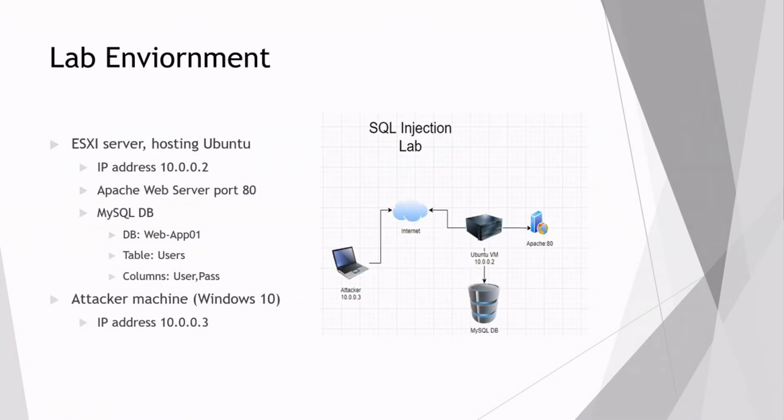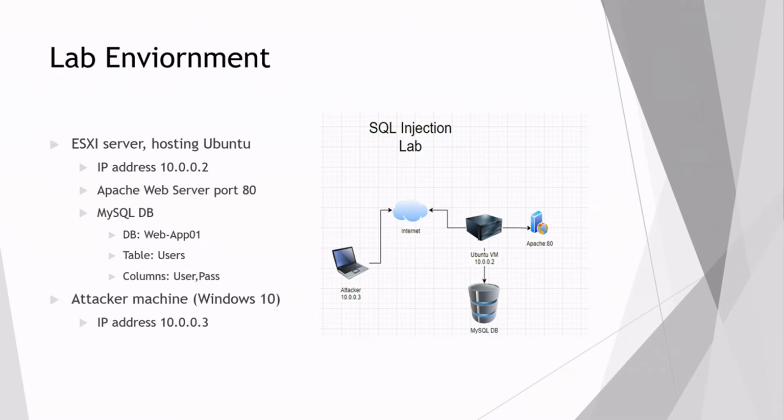Alright, so now we got the lab environment. This may look different for you, but in my case I have an ESXi server which is hosted on a Dell R620, and then inside of that server we are going to create a virtual machine. It's just going to use Ubuntu. The IP address that we're going to use is 10.0.0.2. The Apache web server is going to be open on port 80, which is also on this virtual machine.